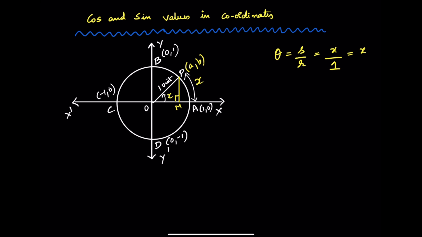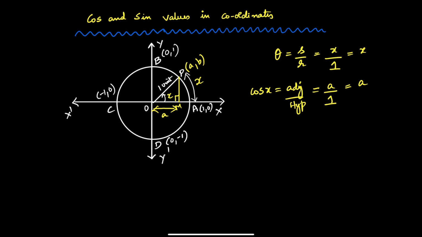So what is the definition of cos? If we apply cos x, that would be adjacent by hypotenuse. Here adjacent is OM, and OM's length is a, because that is the coordinate a comma b. So a by hypotenuse, and hypotenuse is 1 because it's a unit circle. So cos x would be equal to a.